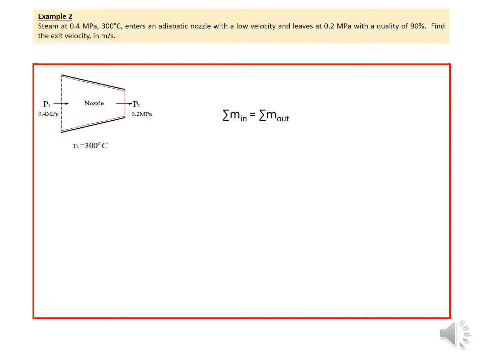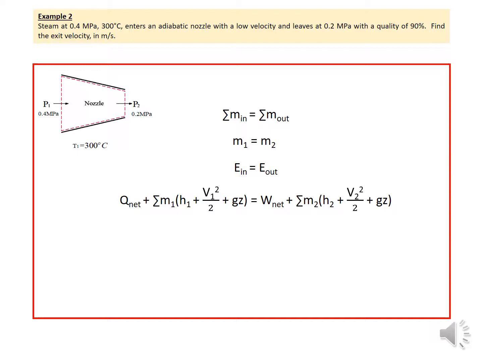We apply the conservation of mass. Summation of m in equals summation of m out. m in at point 1, m1, equals m2 at point 2. E in equals E out, the E at the entrance and the E at the exit. Q net plus summation of m1 times h1 plus V1 squared over 2 plus gz equals W net plus summation of m2 times h2 plus V2 squared over 2 plus gz.